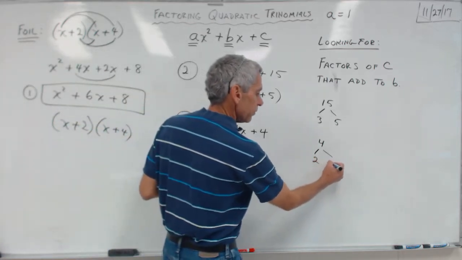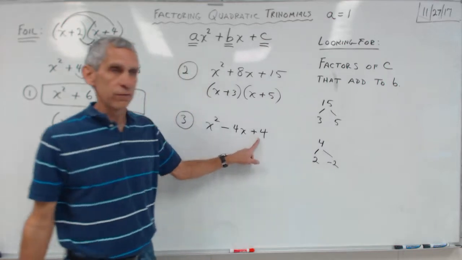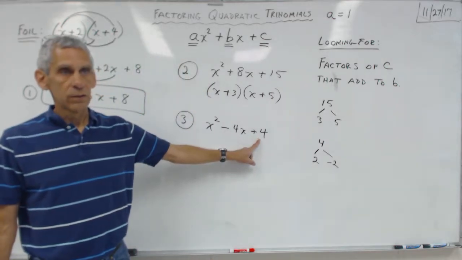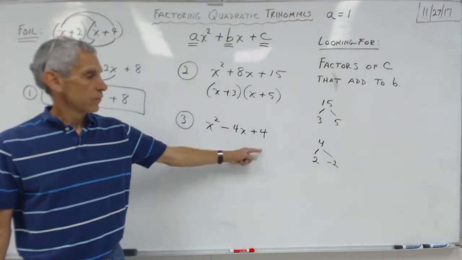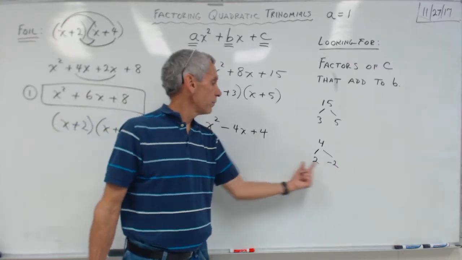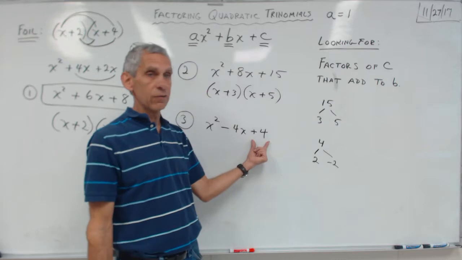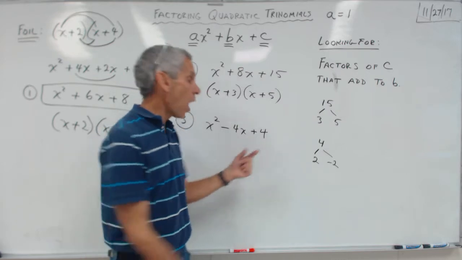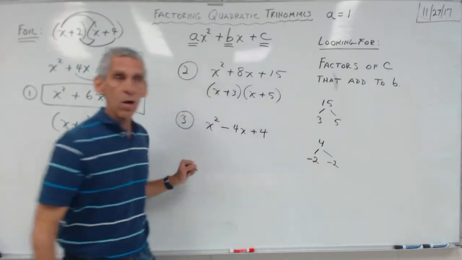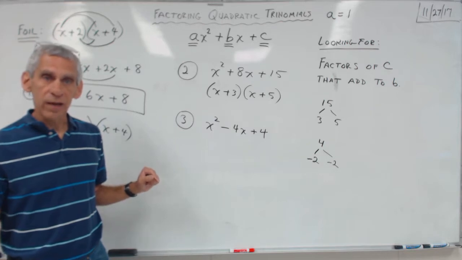Negative 2 times negative 2 gives me positive 4. We're doing 4, not 0. Two times negative 2 would give me negative 4, so that's not it. Negative 2 times negative 2, or just 2 times 2, gives 4. Yes, that's right.